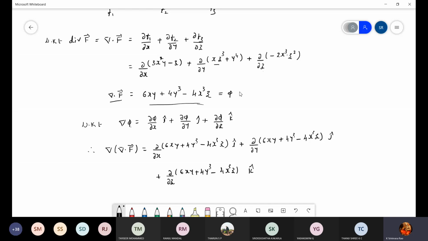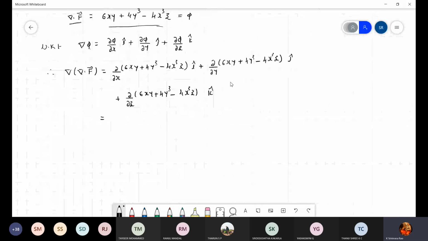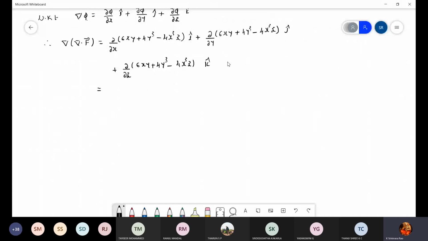So that gives, partially with respect to x, 6y for the first term, 0 for the second, and minus 12x square z for the third, into i cap. Always, gradient is a vector. Try to understand the concept: divergent is always scalar, curl is always vector.